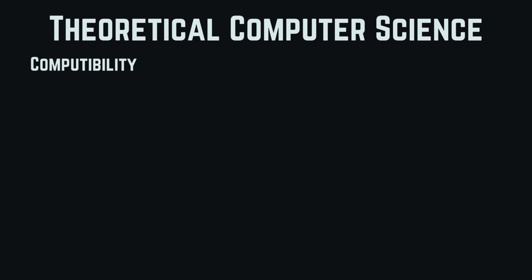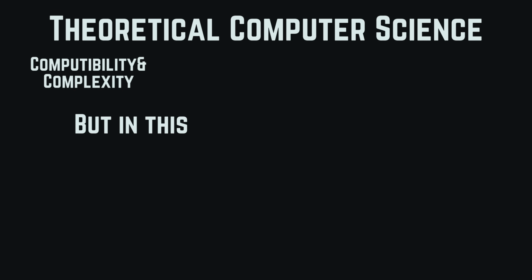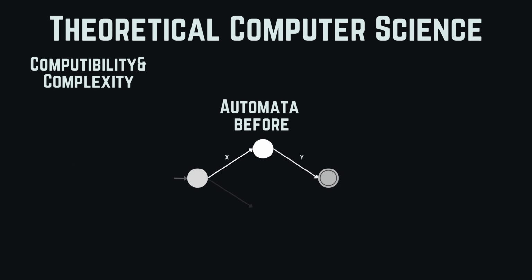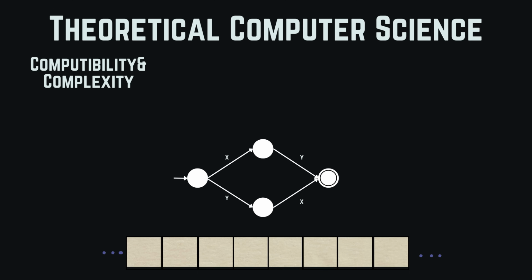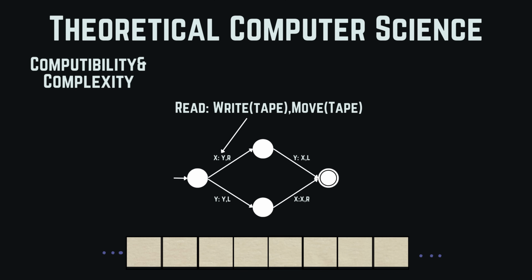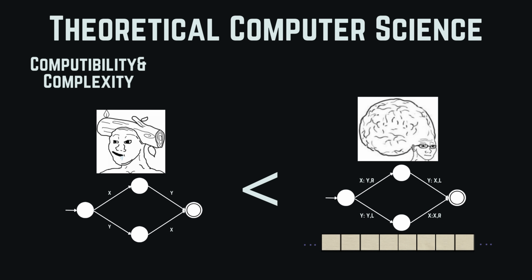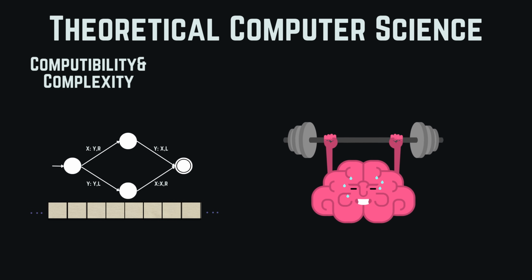Then let's start with computability and complexity. In the course before, we stopped at automata and we realized we still lack things. But in this course, we're gonna learn about a computation model called the Turing machine, which is like the automata we know, but it has a few additional things, like an endless long tape, which will be our memory, and the transitions, the arrows, are also different now. With all these additional things, the Turing machine is the most powerful computation model we know, but we are not going to do everything on Turing machines, because that would be too much brain gymnastics.